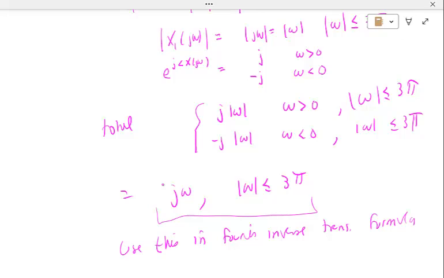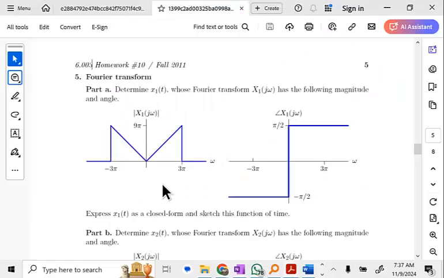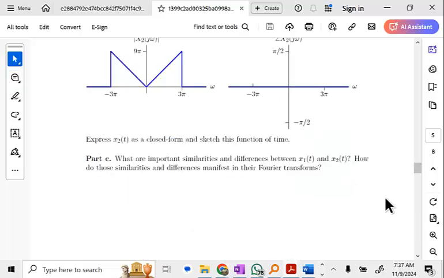And you can do the same thing for the second one. What you want to do is take this second one and write this also as a function of omega. Take the magnitude and the phase and put that together into a single expression.